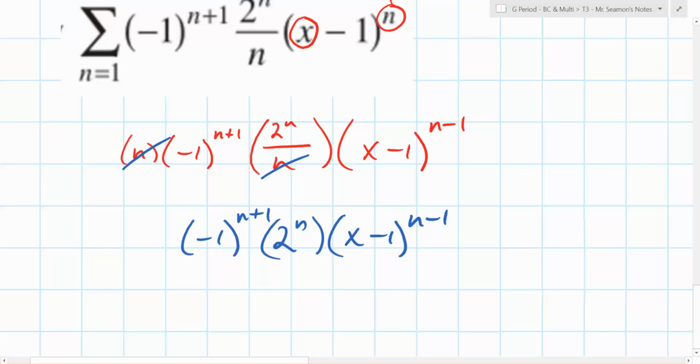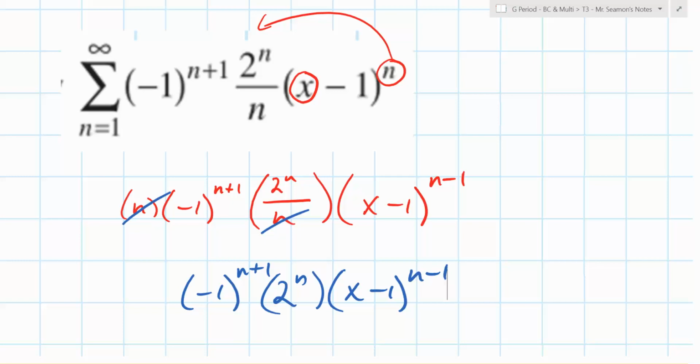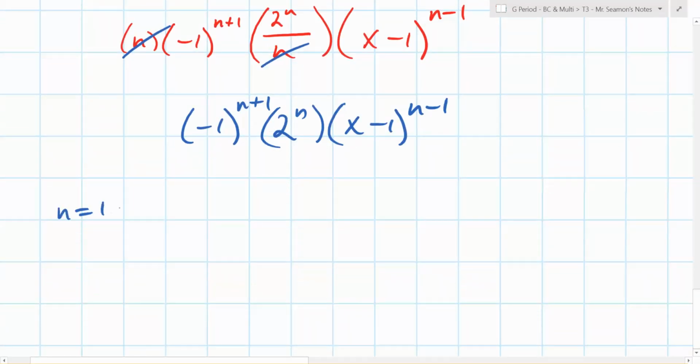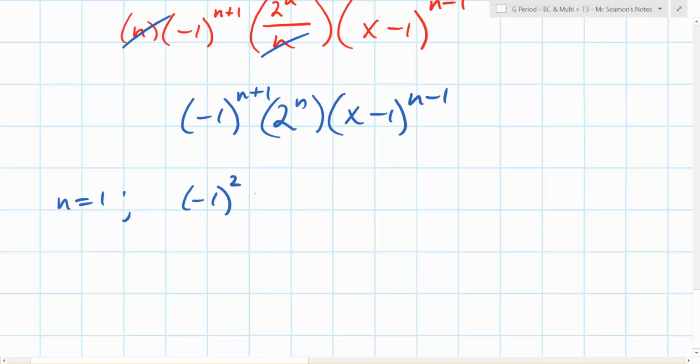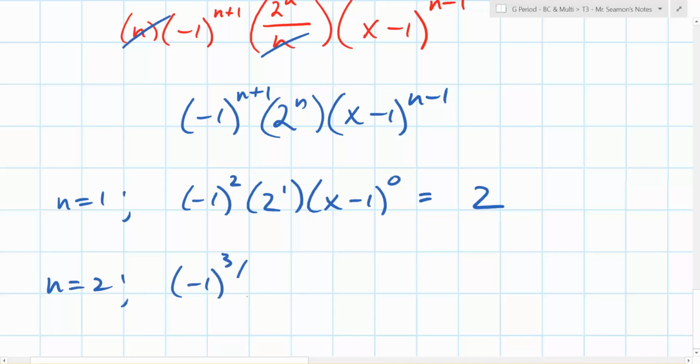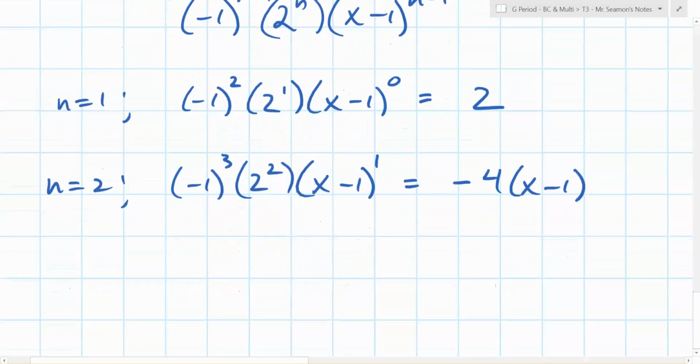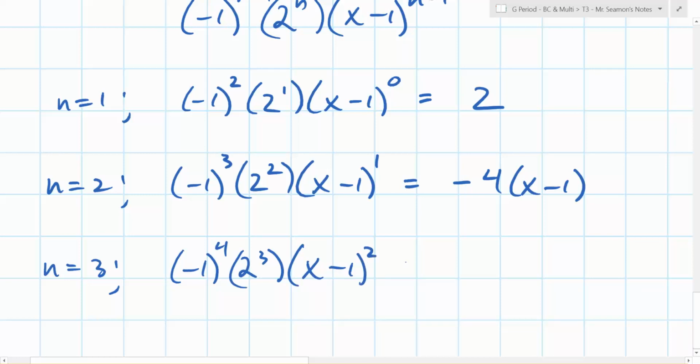So can we find the first 3 terms pretty easily now? What do we do to find the first 3 terms? What does n start at? 1. N starts at 1, right? So when n equals 1, what do we get? Negative 1 to the 2, 2 to the 1, x minus 1 to the 0. So what's that going to be? That's just 2, right? And what happens when n equals 2? We end up with negative 1 to the 3, 2 to the 2, x minus 1 to the first, so that's going to be negative 4 times x minus 1. And n equals 3: negative 1 to the 4th, 2 to the 3rd, x minus 1 squared. So what are you going to end up with here? 8 times x minus 1 what? Squared.